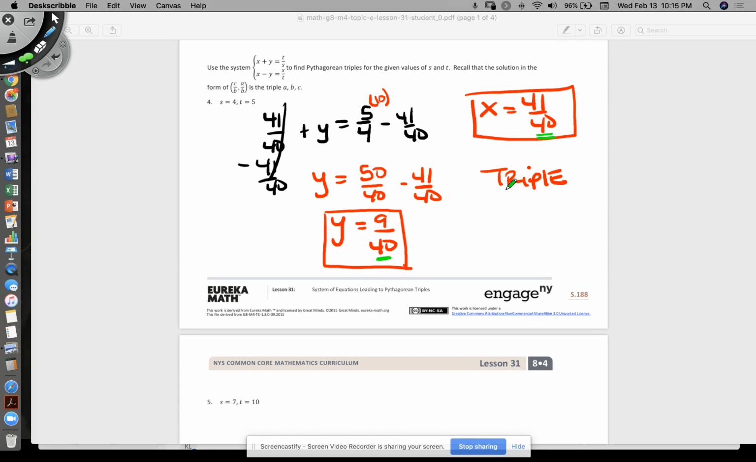All right, what's the other numbers? There's a 9, and there's a 41. So what's my triple? My triple is 9, 40, and 41. And that's it. That's your final answer. So you need all 3 of these for this one. So each answer is a point. All right, let's try 5.